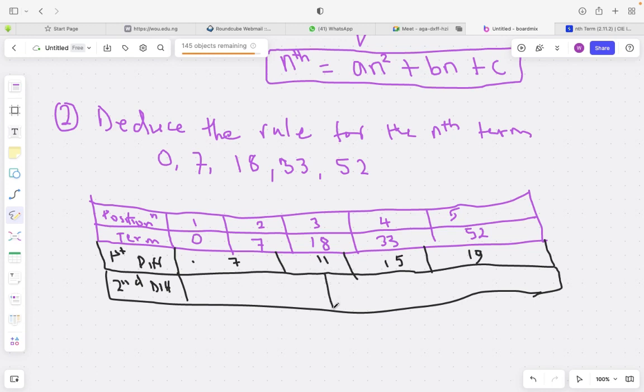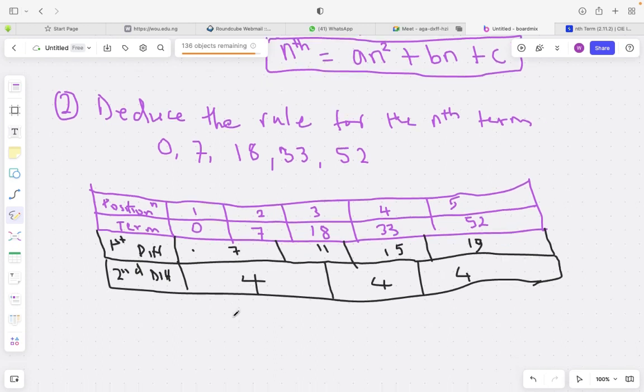Now what's the second difference? 11 minus 7 you get 4, and 15 minus 11 you get 4. See, for the second level you get the same difference. 19 minus 15 you get 4. So when you do the second level difference, you have the same. Since it's at the second difference, it means that this is a quadratic function. If you do a third difference to find the same difference, then that will be a cubic function, a cubic sequence. So this one, since you find the same difference at the second level, it means it's a quadratic.